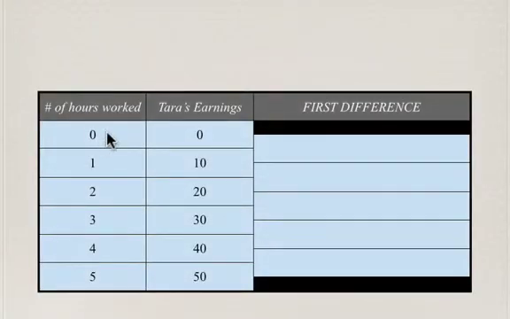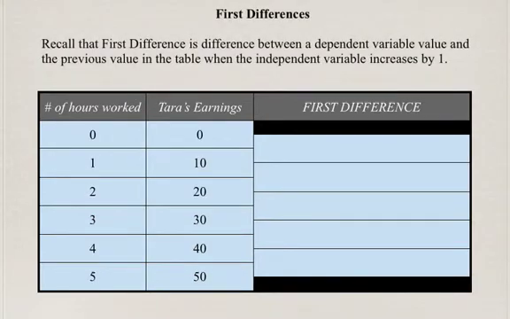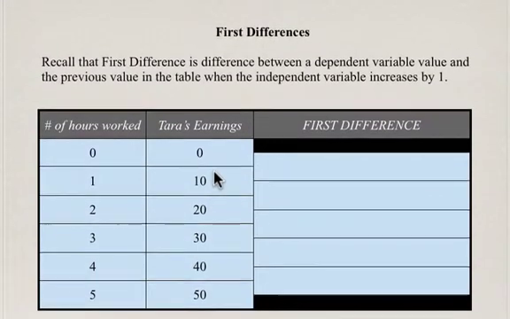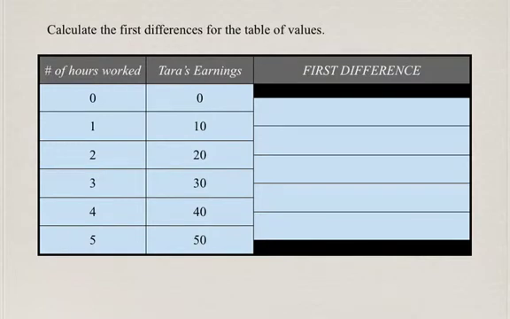And if we take a look at the first differences here, recall that the first difference is the difference between the dependent variable value and the previous value in the table. So remember, Tara's earnings are the dependent variable. So we look at a dependent variable value and look at the previous value, and that gives us our first difference. And for calculating, all we do is 10 minus 0, the previous dependent variable value, and we get 10.